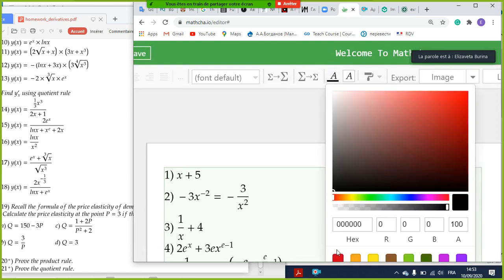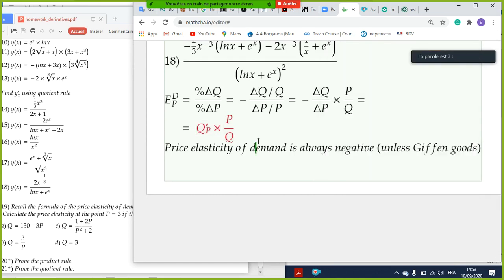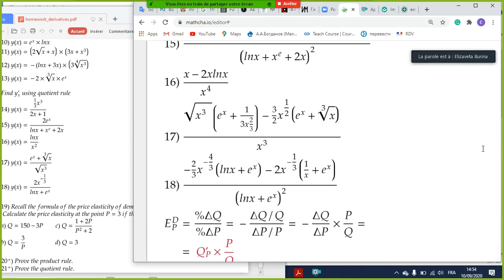And where did the minus go? The derivative is also taking care of the minus, because we'll see now the derivative will always be negative here. So okay, cool.